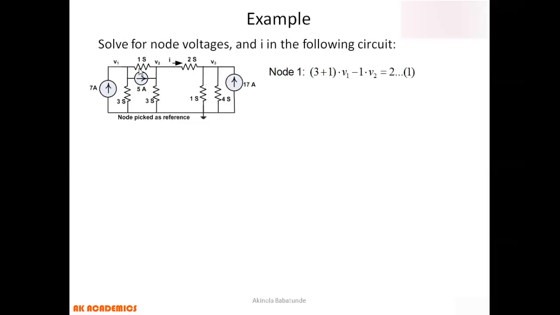Like I said earlier on, the easiest way to deal with this is to just use your KCL. The current passing through this branch, since the current is going from V1 to V2, will just be V1 minus V2 divided by R1. R1 here, we are representing with conductance, 1 over R1, that is G. So it's going to be V1 minus V2 multiplied by 1. If you expand that, it just becomes V1 minus V2.